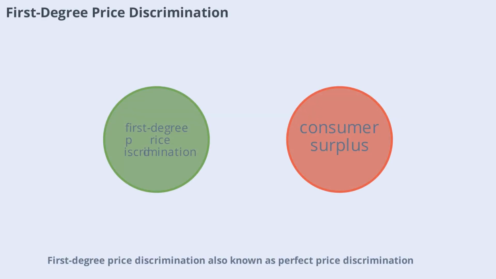First-degree price discrimination, also known as perfect price discrimination, occurs when a firm charges each customer the maximum price they are willing to pay. In theory, this allows the company to capture all consumer surplus. While it's rare in practice, some services like car dealerships or auctions come close by negotiating prices individually. This approach requires detailed information about each customer's willingness to pay, which is often difficult to obtain.